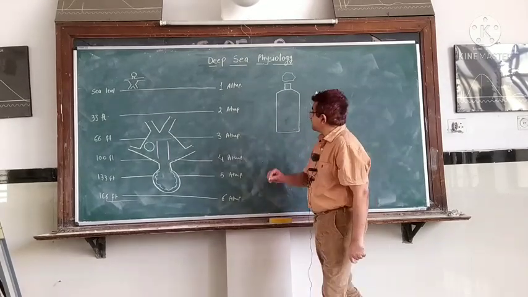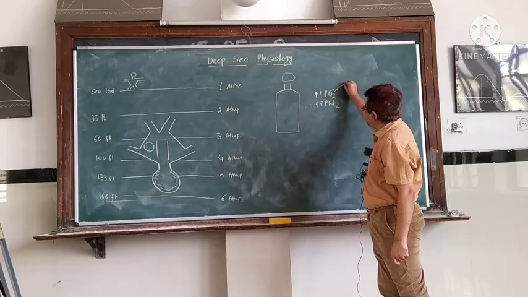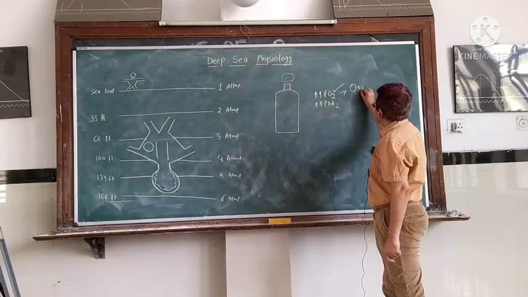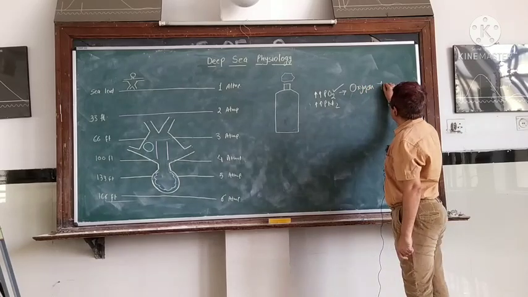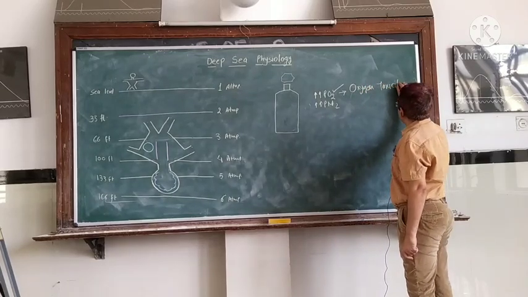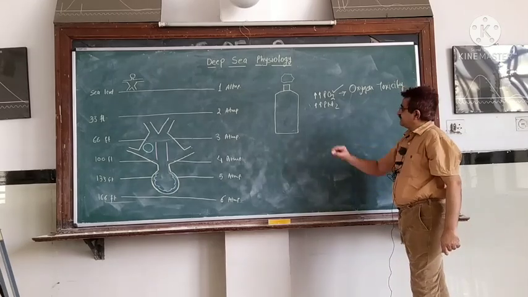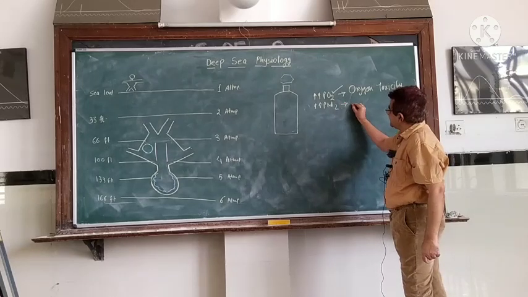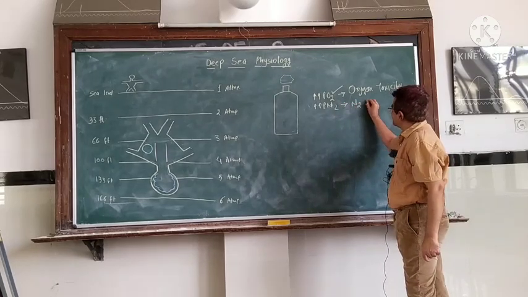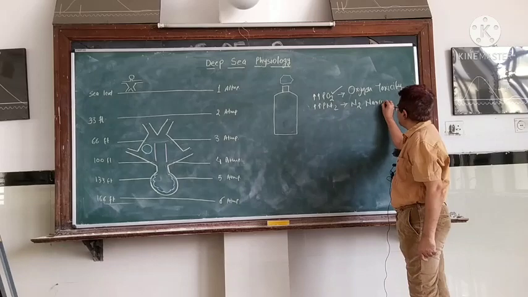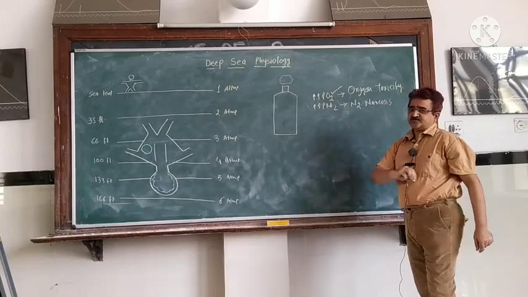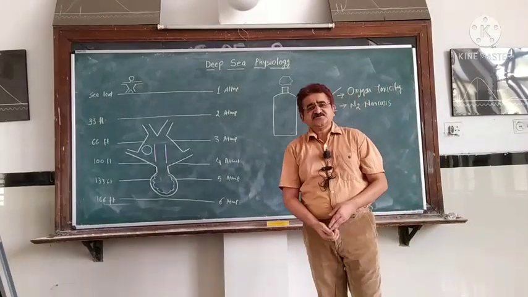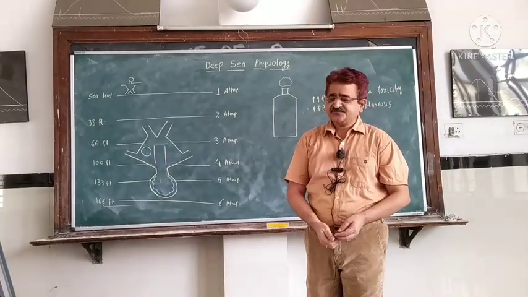Because of the high pressure of oxygen in the inhaled air, there is development of what is known as oxygen toxicity. And because of the high partial pressure of nitrogen, there is development of what? Nitrogen narcosis in the body. So, how is oxygen toxicity developed in the body?